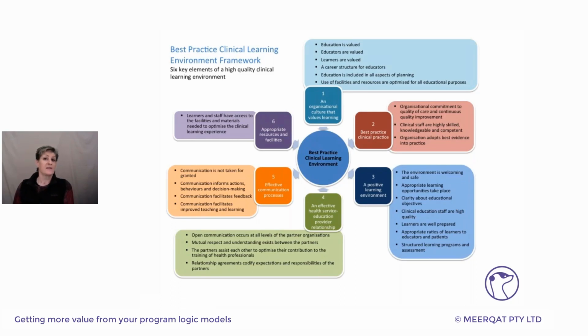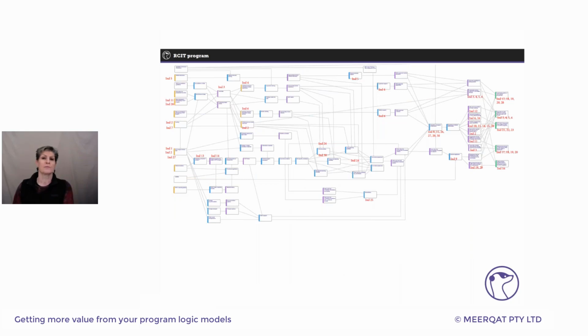The second context was a program evaluation project where the client had requested both a formative and a summative evaluation of the project over a 3-year period. That program was called the Rural Community Intern Training, or RCIT program, and that's being conducted at 5 sites across Victoria. What's showing here on the slide is the logic model for that.